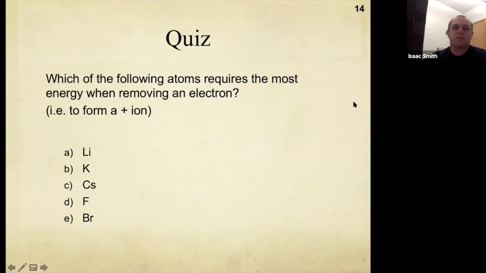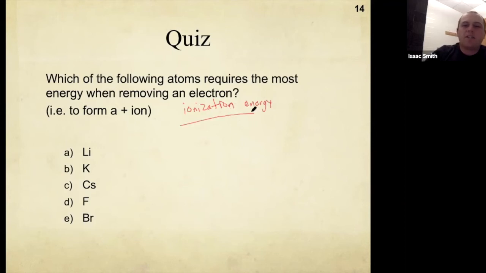All right. Let's do a quick quiz. See how we're doing here so far. The question is, which of the following atoms requires the most energy when removing an electron? This is going to be a term that we're going to start talking about called ionization energy. At this point in the slide, if you haven't done the reading, you probably may not know what this is, but we're going to talk about it. So ionization energy is the amount of energy it takes to remove an electron from something.